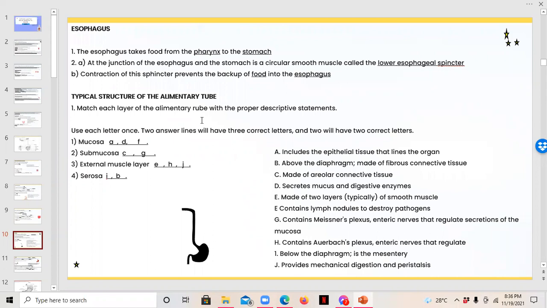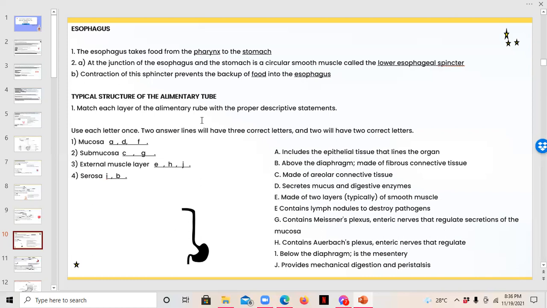Number 2. Submucosa. The answers are letter C, made of areolar connective tissue, and letter G, contains Meissner's plexus, enteric nerves that regulate secretions of the mucosa. Number 3. External muscle layer. The answers are letter E, made of 2 layers, typically of smooth muscle, letter H, contains Auerbach's plexus, enteric nerves that regulate peristalsis, and letter J, provides mechanical digestion and peristalsis.